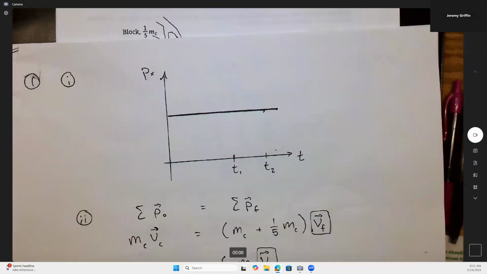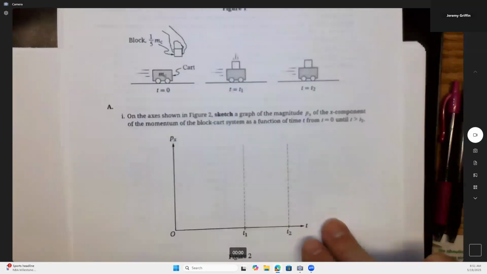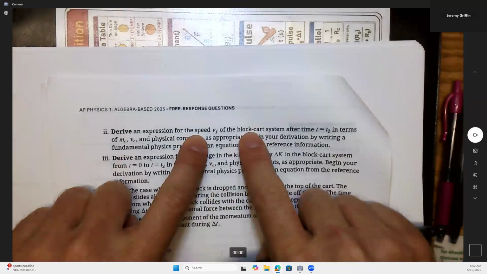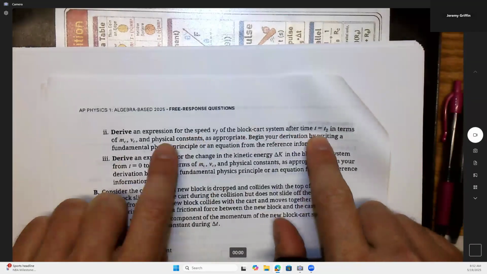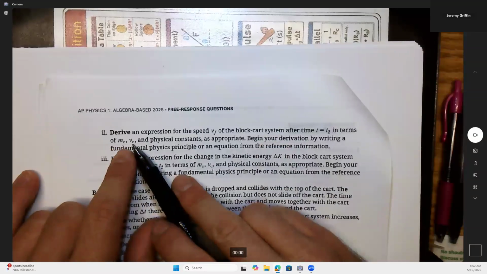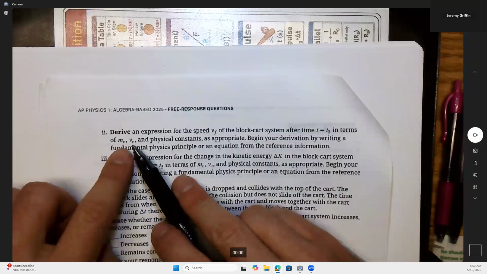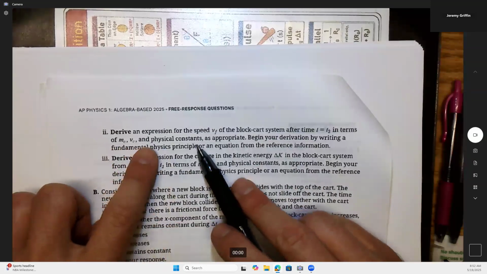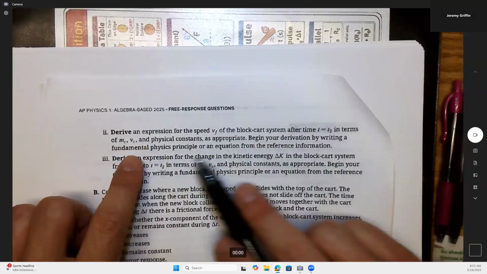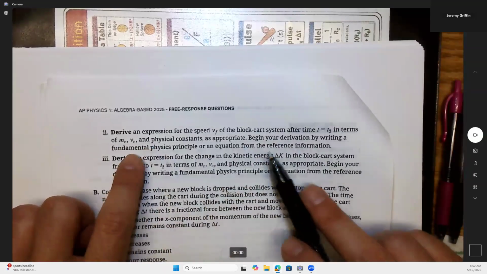All right, so part I. Derive an expression for the speed VF of the block-cart system after time t2 in terms of the mass of the cart, the initial velocity of the cart, that's what VC was, right? That initial velocity of the cart, and physical constants as appropriate. Right? That matters for anything. Begin your derivation by writing a fundamental physics principle or equation from the reference information.